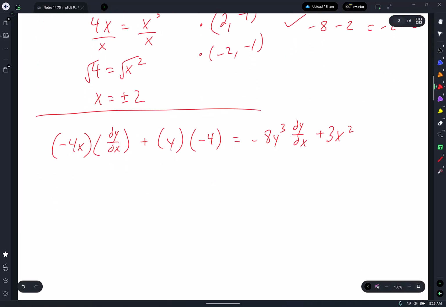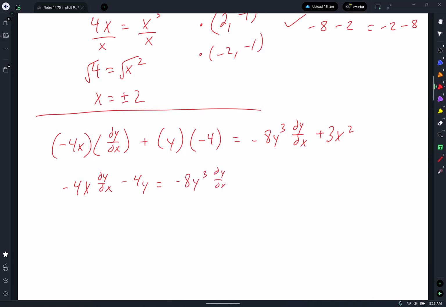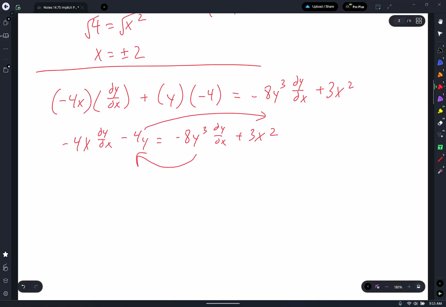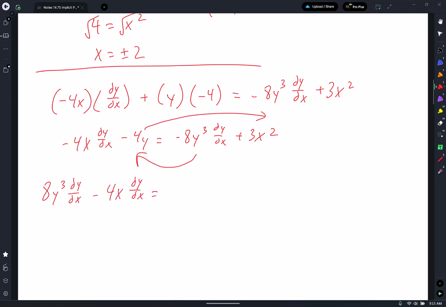So let's see. I'm going to move this guy. Let's make it pretty first. 4x dy/dx minus 4y equals negative 8y cubed dy/dx plus 3x squared. I'm going to move the negative 4y to the right of the equal sign, and I'm going to move the negative 8y cubed dy/dx to the left of the equal sign. So I'm going to write the 8y cubed first because it's going to turn positive: 8y cubed dy/dx minus 4x dy/dx equals 3x squared plus 4y.